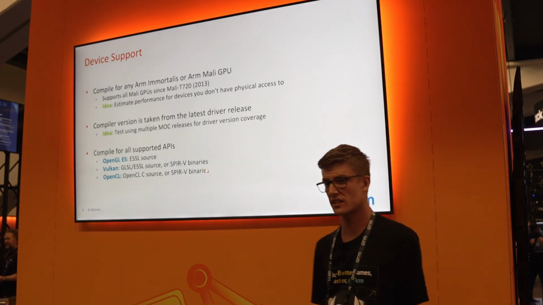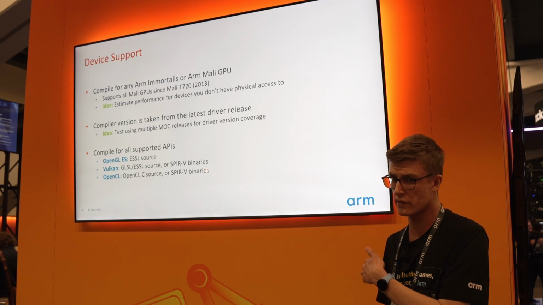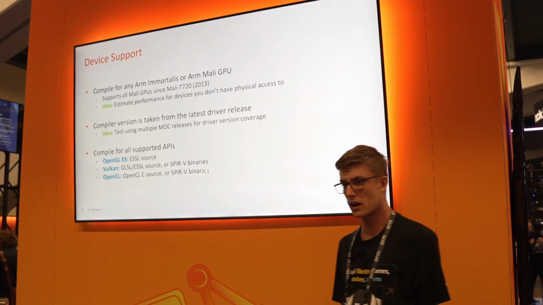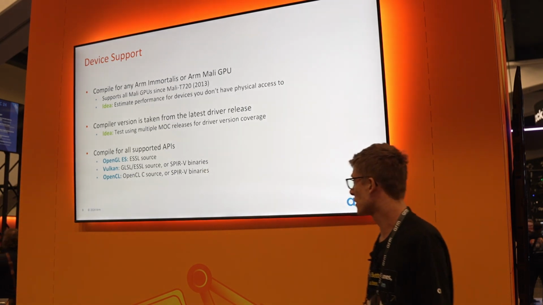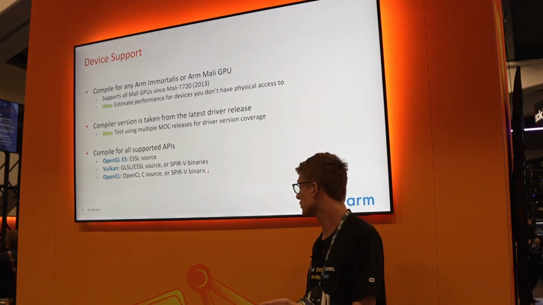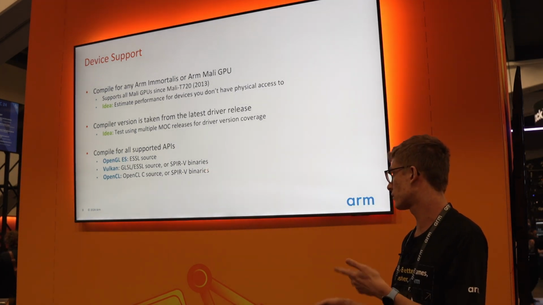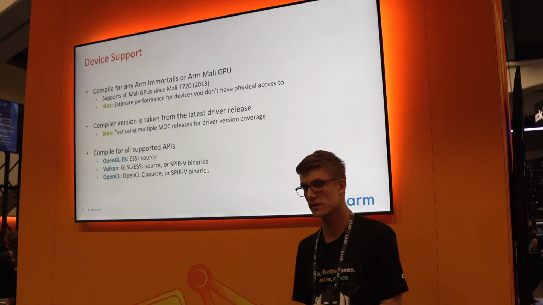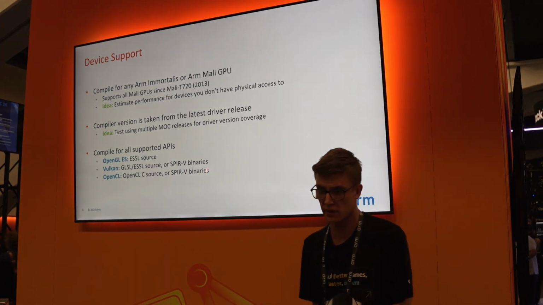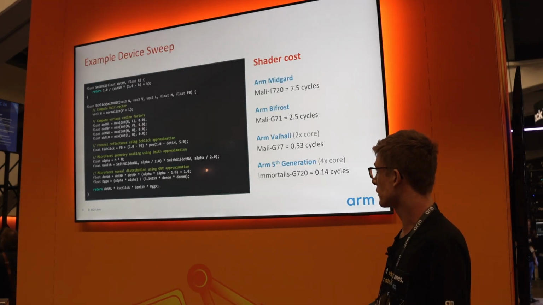The compiler version is actually taken from the latest driver release, so you can also compare across multiple driver versions if you use multiple releases of Mali Offline Compiler. We can compile for all the major APIs. For OpenGL, we compile from ESSL source. Vulkan is from GLSL and ESSL source, or SPIR-V binaries. And OpenCL is from OpenCL source or SPIR-V binaries. Note for Vulkan, we don't support HLSL, but if you compile it to SPIR-V, you can use it, so it's not a massive limitation.